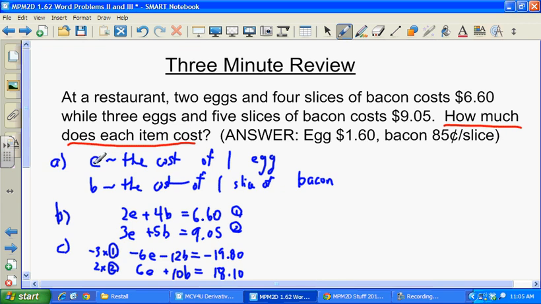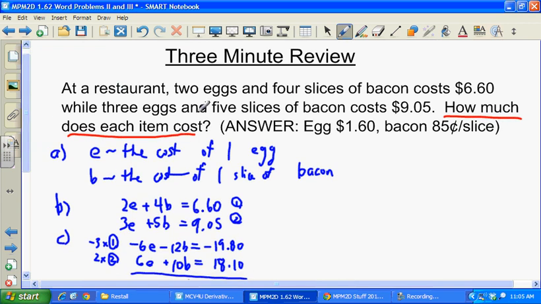So I let E be the cost of an egg, B the cost of a slice of bacon, and then I use the two sentences, well, it's two thoughts anyway, one sentence, two thoughts, to come up with the two equations. And it reads perfectly. 2 eggs and 4 slices of bacon is $6.60. There's the first equation. Similarly, there's the second equation.